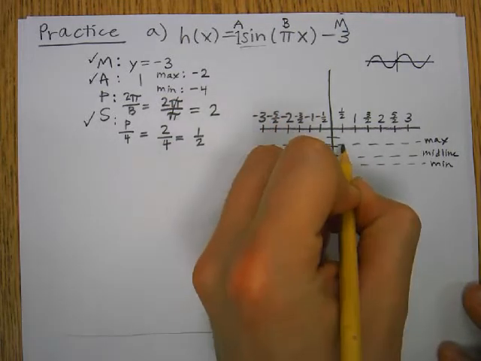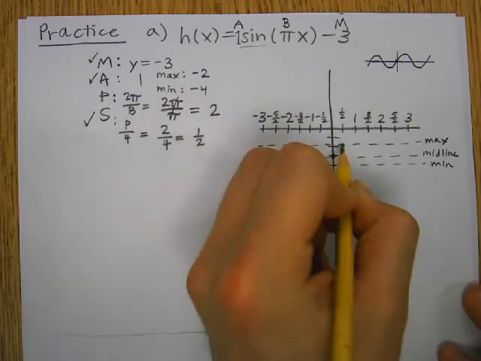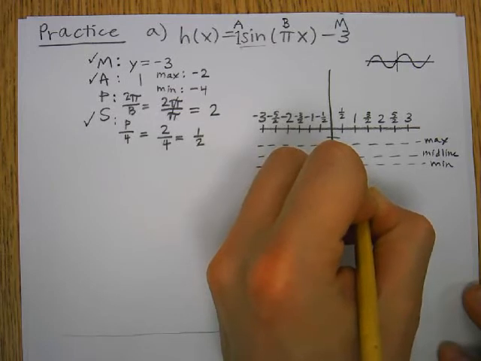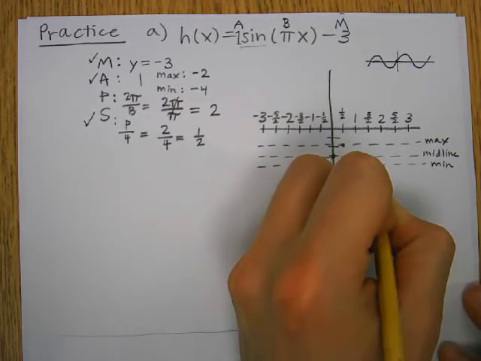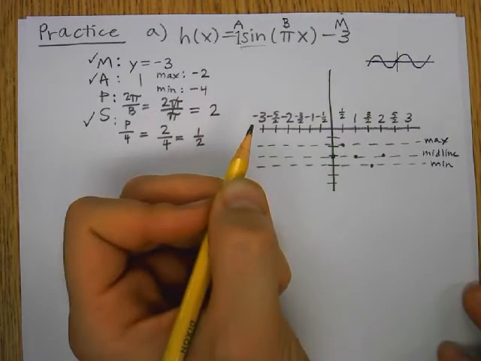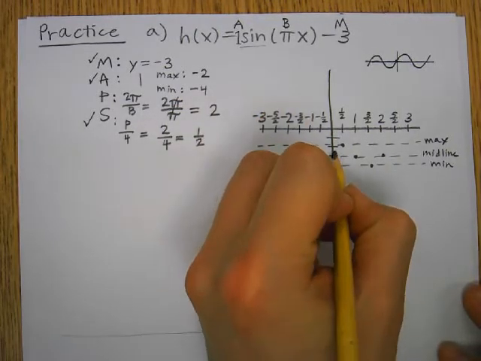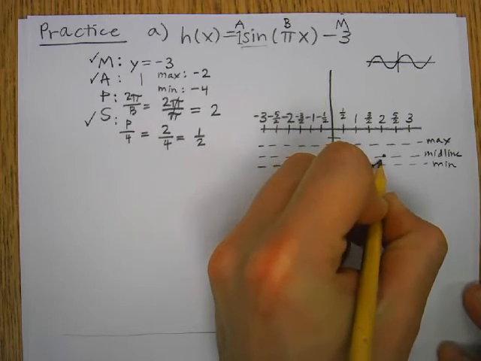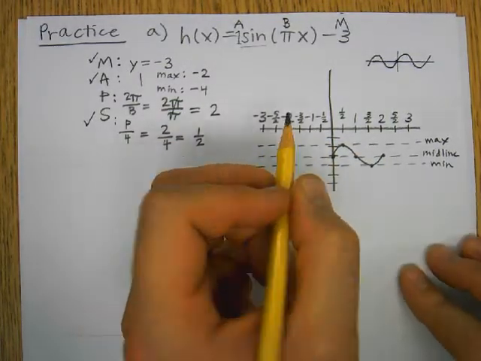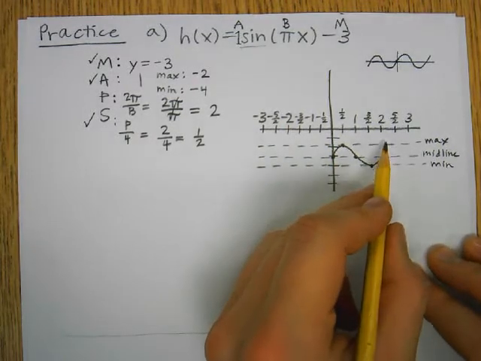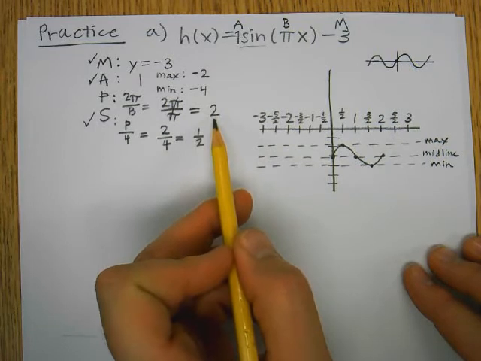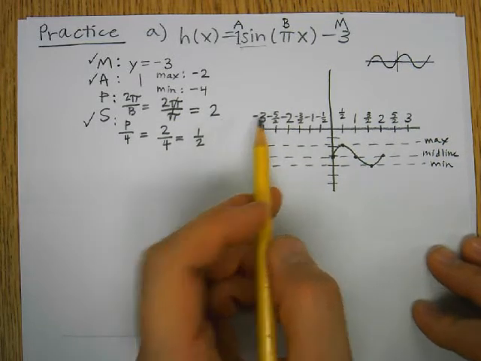So at 1/2, I'll be at the maximum. Once I'm at the maximum, I can go nowhere but back down. So at 1, I'll be back at the midline. At 1.5, I'll be at the minimum. And at 2, I'll be back at the midline. If I connect these with a gentle curve, I see that one complete period of my function is taking 2 units. And that's consistent with what I calculated the period to be at 2.